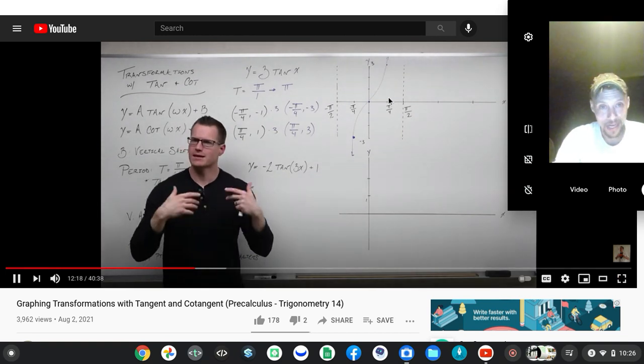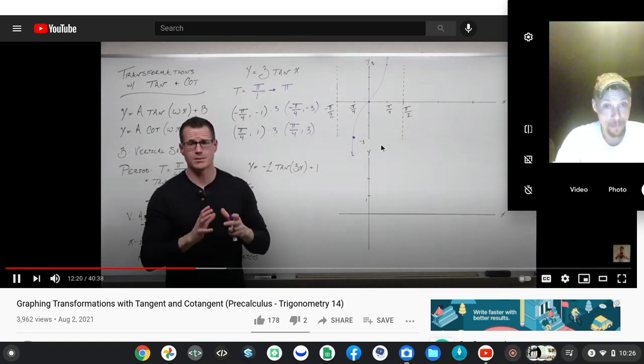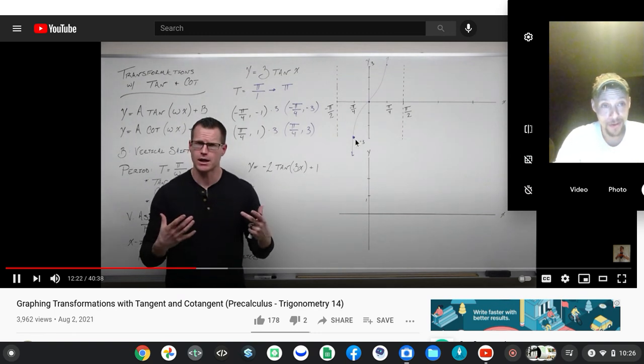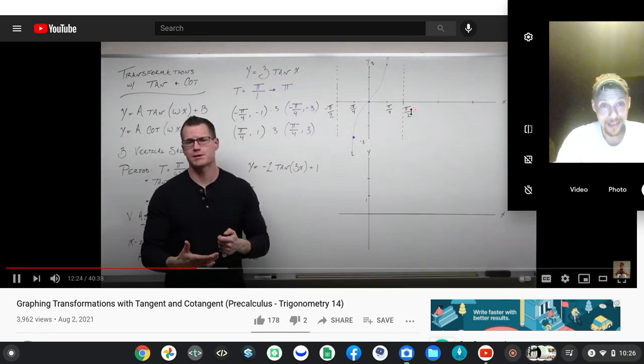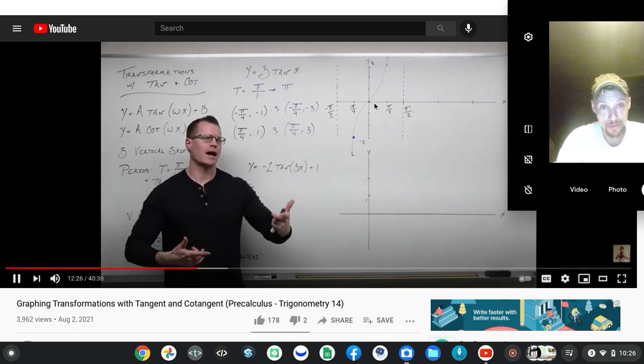I hope that makes sense to you. I really hope you're seeing the similarity of sine and cosine, that we've gone through the same steps. Now, oftentimes you'll have to give yourself another cycle, so take this graph and expand it.